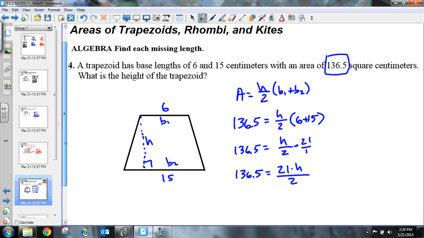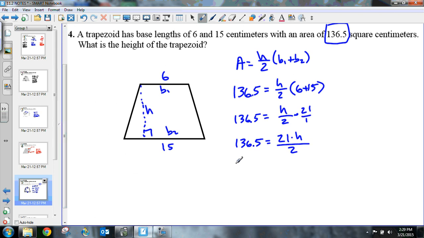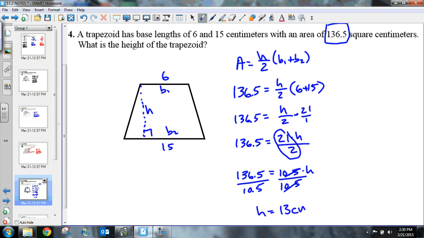Now, if I take 21 and divide that by 2, that's going to give me 10.5. Okay, so I can divide these out. If I'm multiplying, I can divide those. So I get 136.5 is equal to 10.5 times h. Okay, and I can divide by 10.5 on both sides. I'm going to divide by 10.5, and so this divides out, and I end up getting that h is equal to 136.5 divided by 10.5, which actually gives me 13, and this is in centimeters.